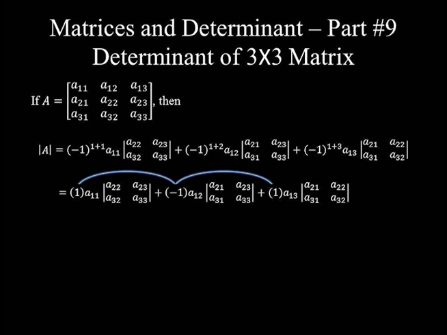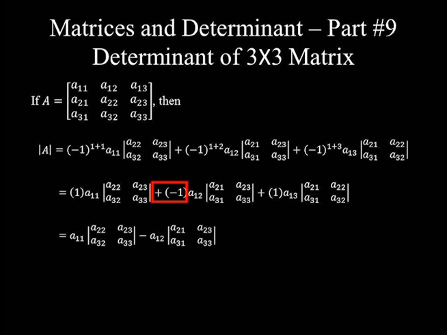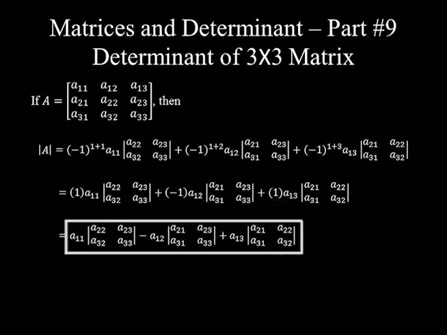So without using the formula, we can determine the sign of the coefficient by following a chessboard pattern as plus, minus, plus across a row, and plus, minus, plus down a column as well. 1 times a sub 1 1 is a sub 1 1 times the stuff remaining. Plus times negative is negative a sub 1 2 times the stuff here, plus 1 times a sub 1 3 is a sub 1 3 times the remaining expression. This is a general formula for determining the determinant of a 3 by 3 matrix.